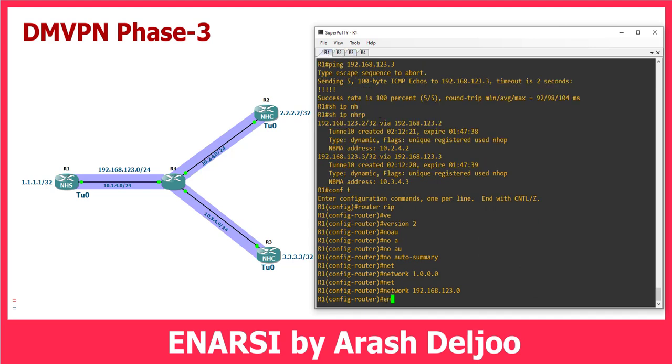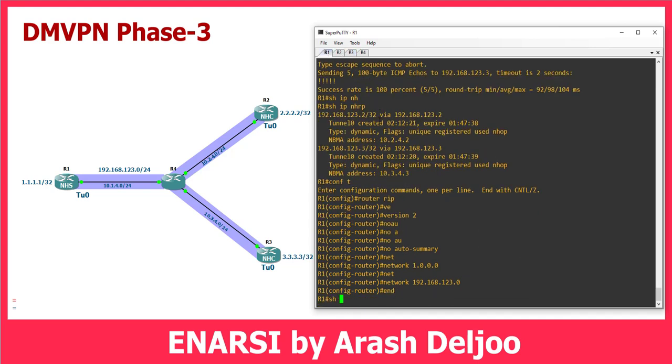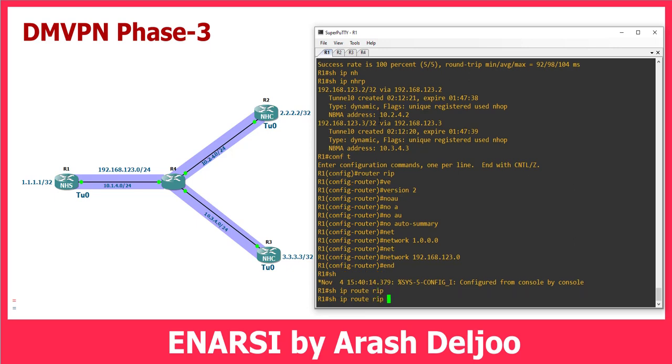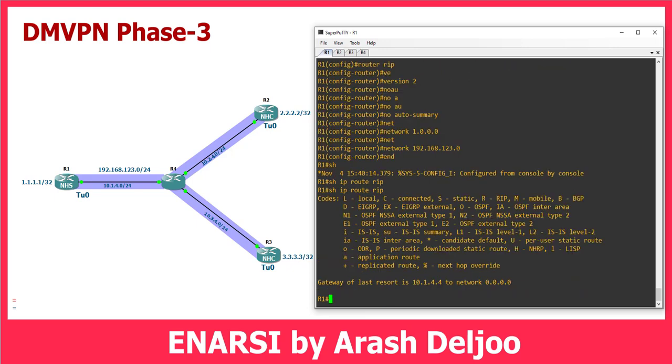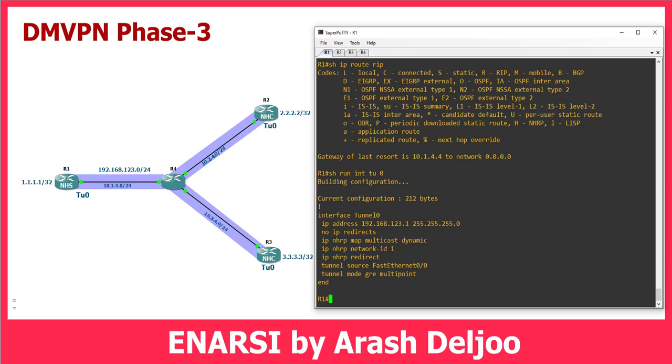In router 1, look at here, show IP route. Okay, show IP route RIP can show us. Until now we didn't learn any update from RIP. Okay, look at here, this is the configuration of R1, show run interface tunnel 0. Here we have the command IP NHRP map multicast dynamic. It is important to configure this command.